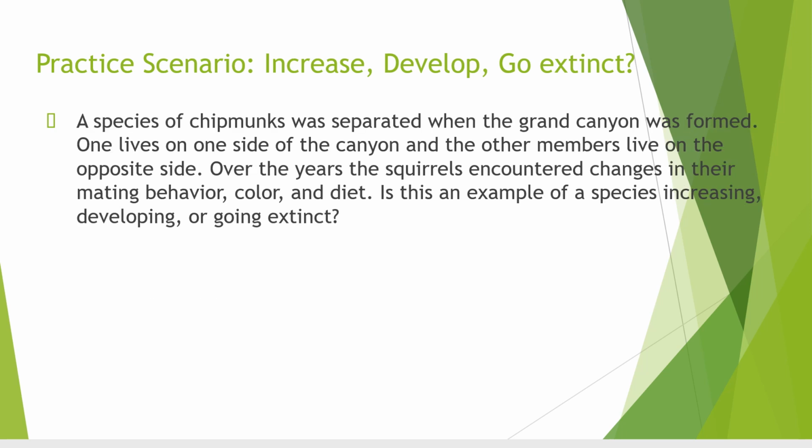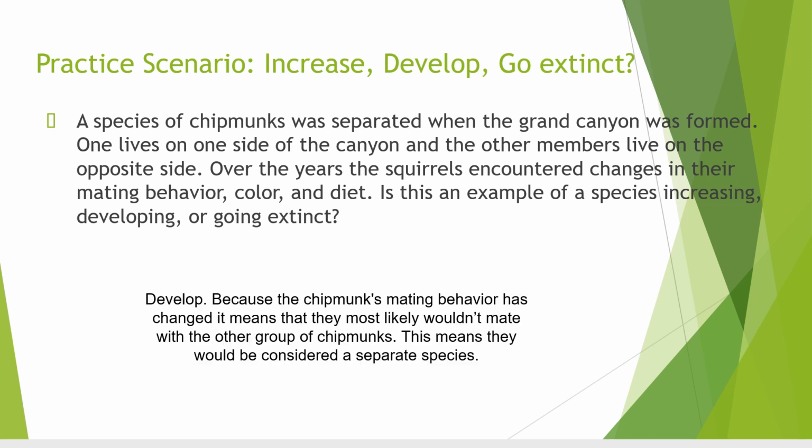And our last practice scenario. Again, are the animals in this scenario going to increase, develop, or go extinct? A species of chipmunks was separated when the Grand Canyon was formed. One lives in one side of the canyon and the other members live on the opposite side. Over the years, the squirrels encountered changes in their mating behavior, color, and diet. Is this an example of a species increasing, developing, or going extinct? So this one is going to be develop.